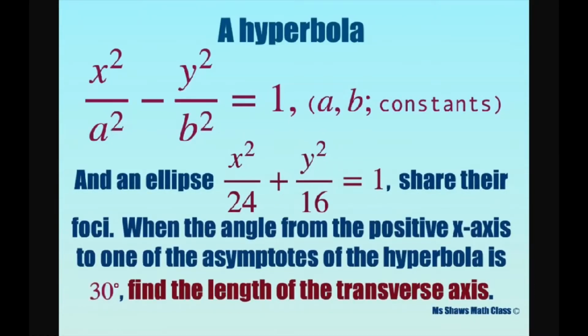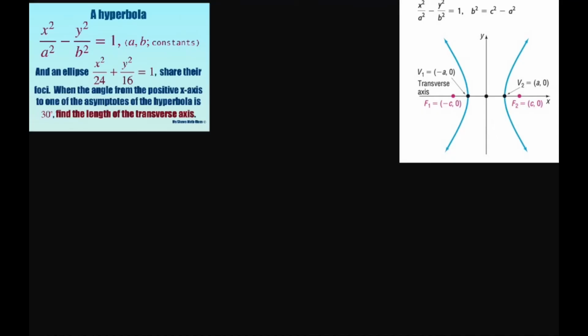A hyperbola and an ellipse given here share their foci. When the angle from the positive axis of one of the asymptotes of the hyperbola is 30 degrees, we're going to find the length of the transverse axis. So basically we're just trying to find this length here, and there are your vertices right there.